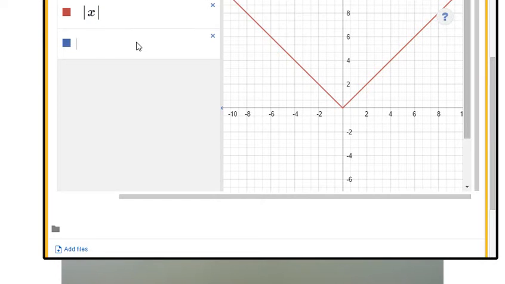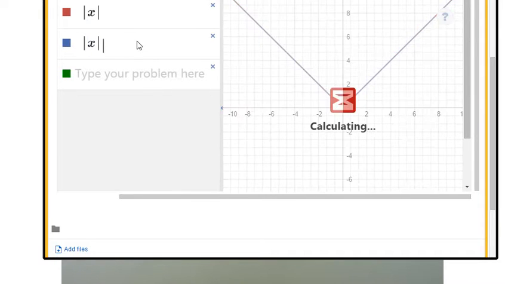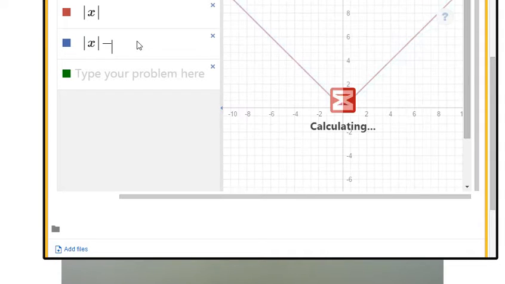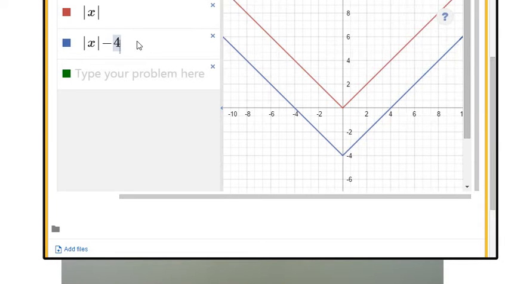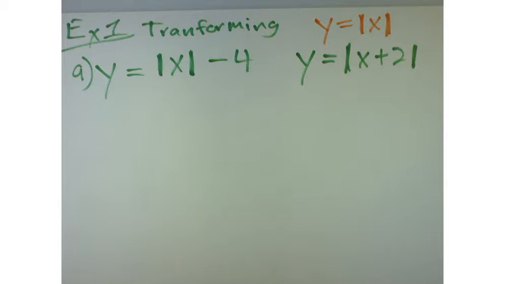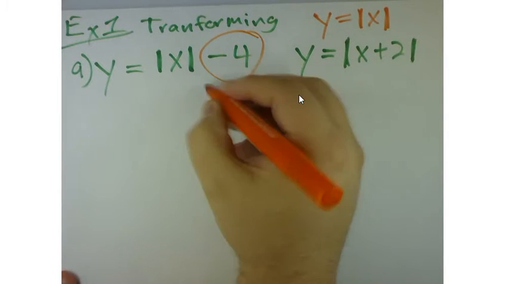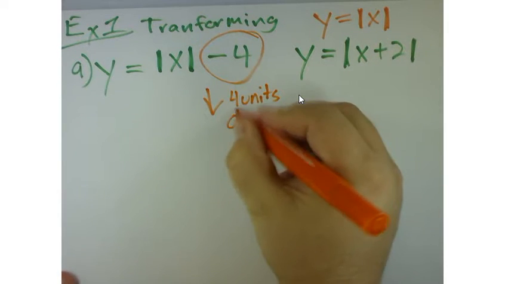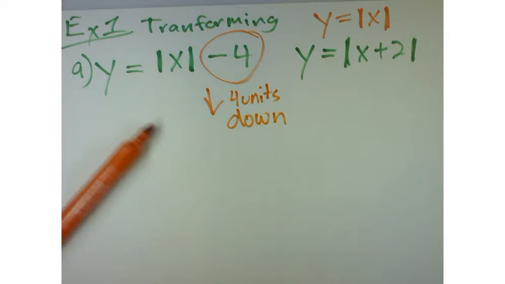Now, I'm going to graph the absolute value of x, and then I'm going to subtract 4 from it. Notice that right now the blue line is right on top of the red line. So now when I say subtract 4, watch what it does. If you were to tell me in English, what did it do? What we've just discovered is that this negative 4 shifts it 4 units down. Okay? So now let's go back and look at our graph.